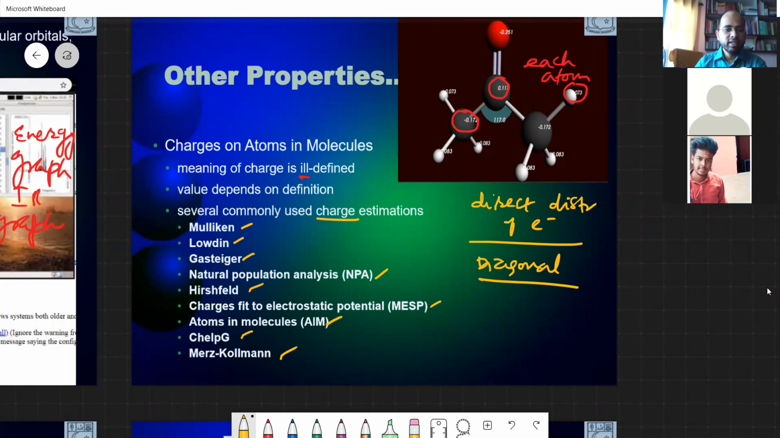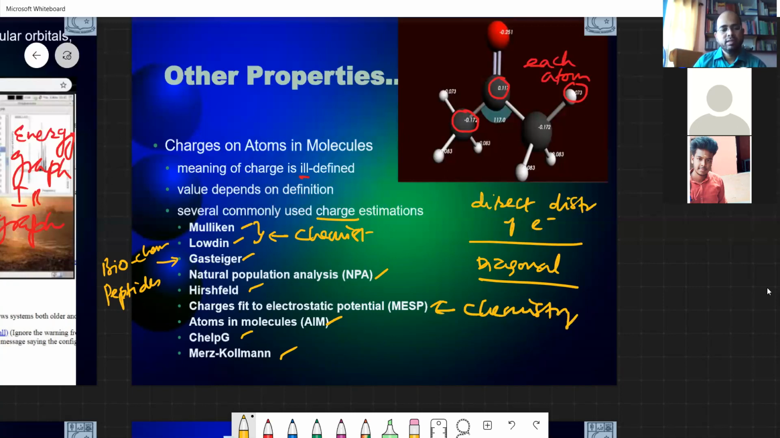Okay, this is widely used by biochemists. It is applicable for peptides and calculates very, very accurately. Chemists use these two, plus the MESP. We need to calculate the charges.